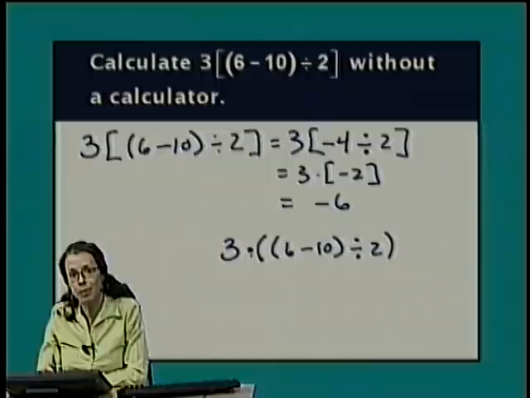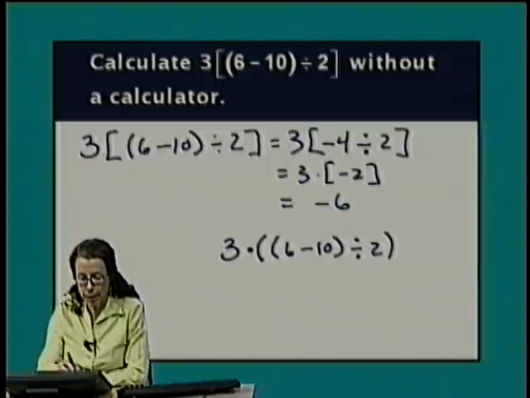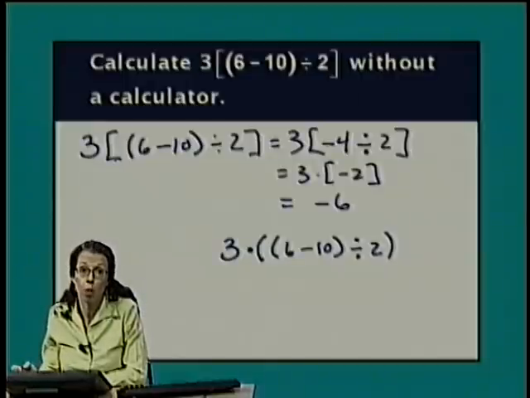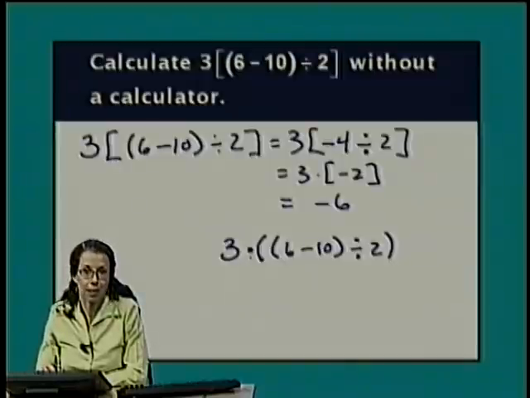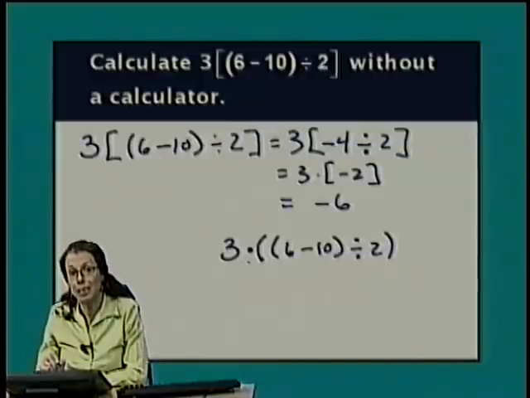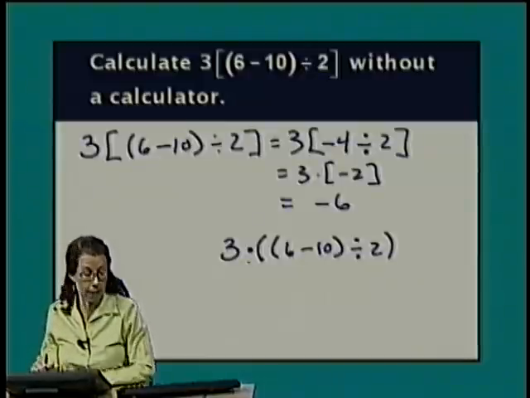Also notice that I was explicit about multiplication. When we see something like this, 3 next to a grouping symbol, we know to perform multiplication. But our calculators aren't that smart. If we want the calculator to perform multiplication, we need to tell the calculator to perform multiplication.